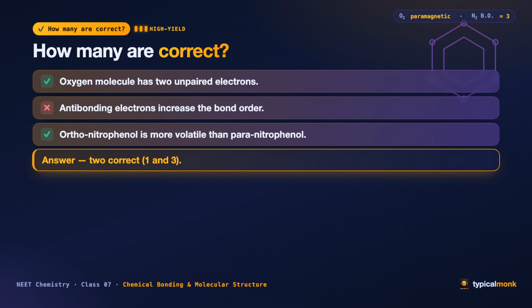2 statements, the first and the third. Oxygen truly holds 2 unpaired electrons, and orthonitrophenol truly is more volatile because its hydrogen bond is locked inside itself. But the second one falls. Antibonding electrons subtract from the bond order. They never add to it. 2 correct. Statements 1 and 3.